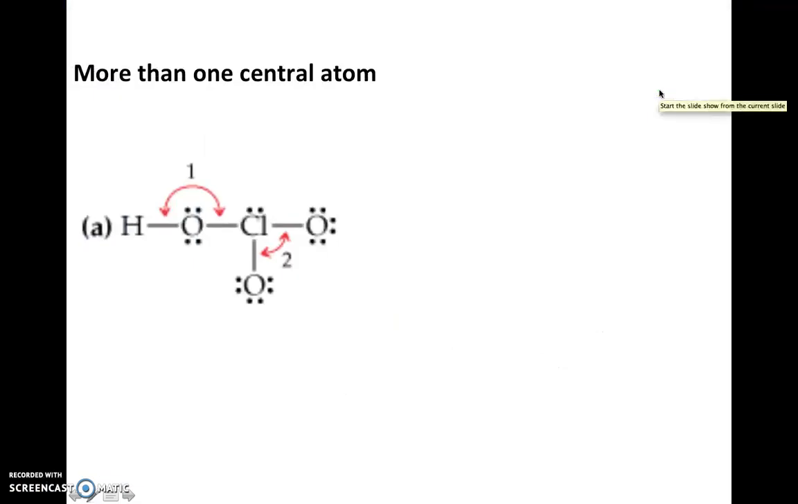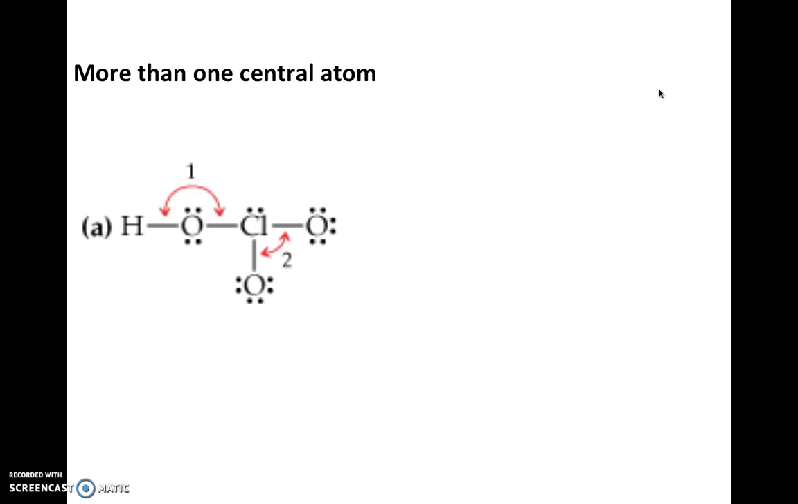Now, let's say we had a molecule that had more than one central atom. We can actually determine what the geometry is around each central atom. In this molecule, oxygen and chlorine, denoted as 1 and 2, have separate and individual geometries around them. We can determine each geometry by simply following the same steps. Count how many bonding groups and how many lone pairs there are around that atom. We can then refer to our geometry chart to determine what the geometry is.